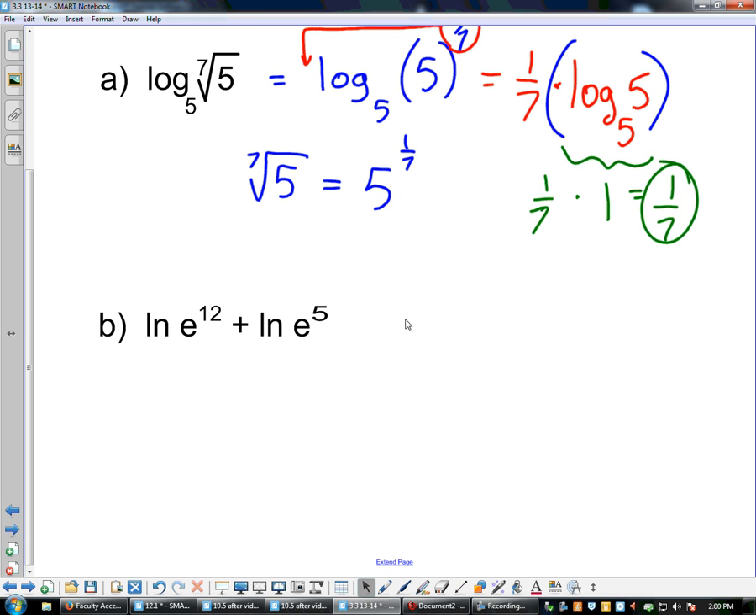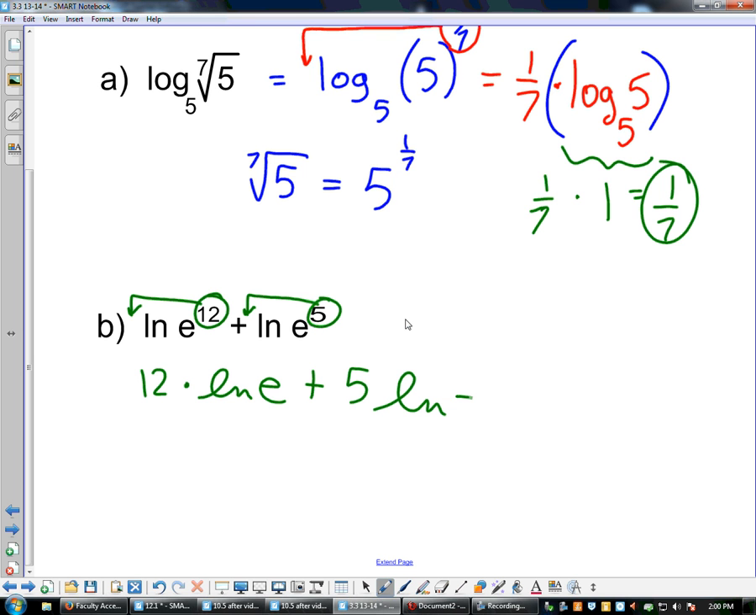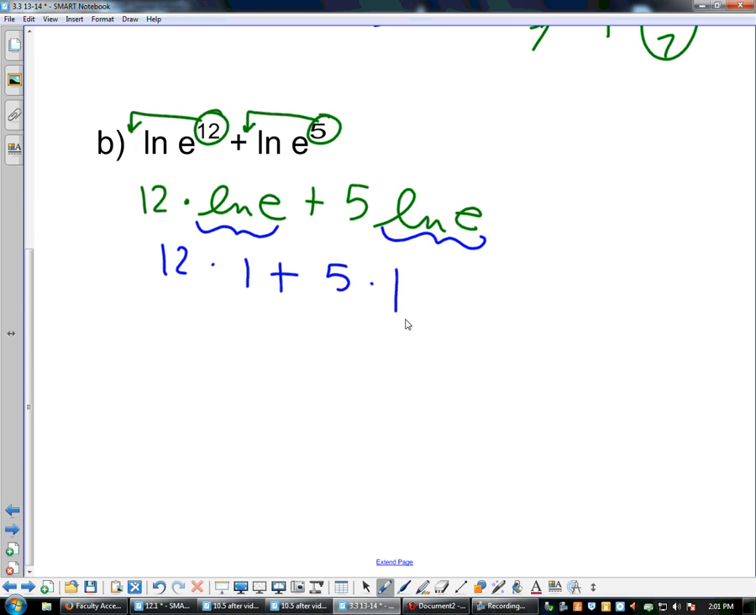We've got ln of e to the 12th plus ln of e to the 5th. Again, these powers can come down in front. So I can write this as 12 times ln of e plus 5 times ln of e. And I'm hoping you recognize right now that ln of e is really equal to 1, because log to the base e of e is 1. So I get 12 times 1 plus 5, again, times 1. So that gives me 12 plus 5, which is 17. Look, Ma, no calculator. All right, and let's move on.